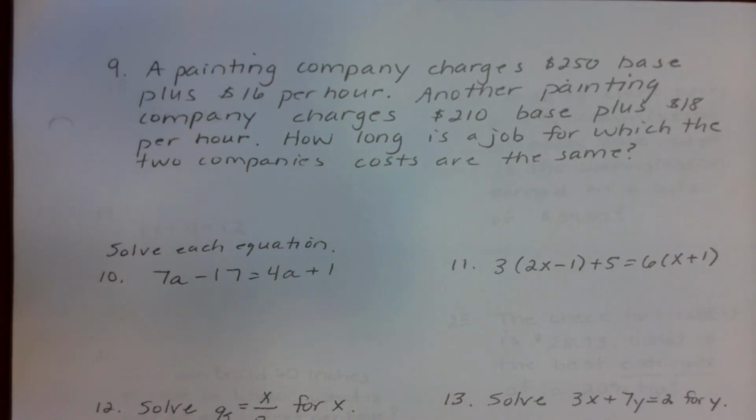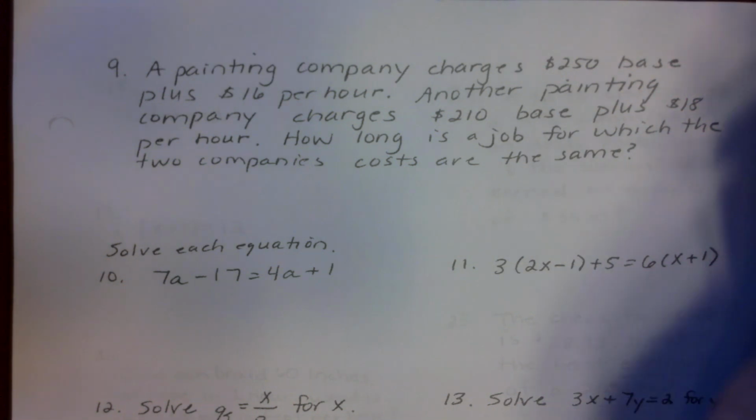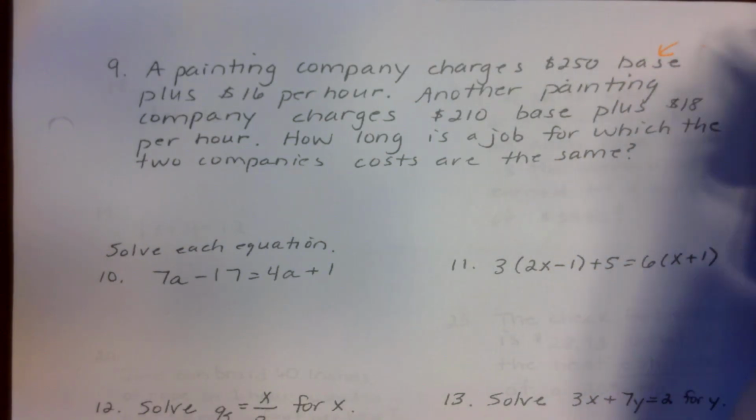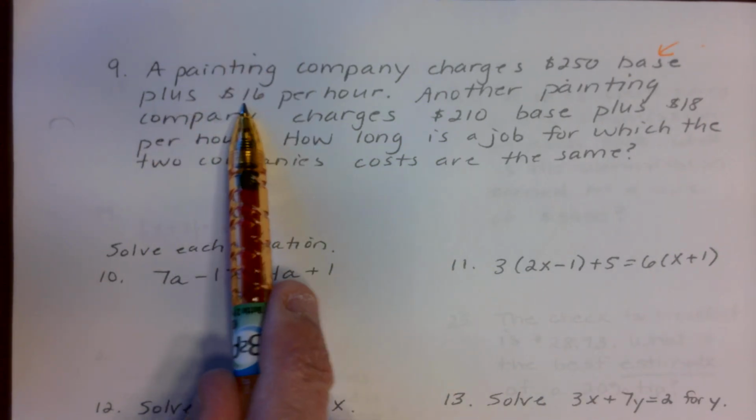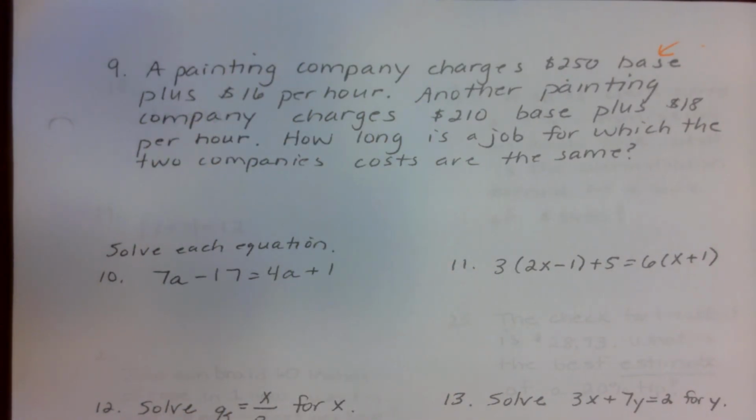Okay, so we have a word problem, which everyone seems to panic over, but the word problems are the most fun, really, because we're talking about a real thing. You got a painting company, charges $250 base. So what does base mean? Base means they come to your house to paint, and you're paying that no matter what. They paint one siding piece, and they're paying $250 because that's what they charge you to just come to your house. Then they're going to charge you $16 for every hour that they're there.